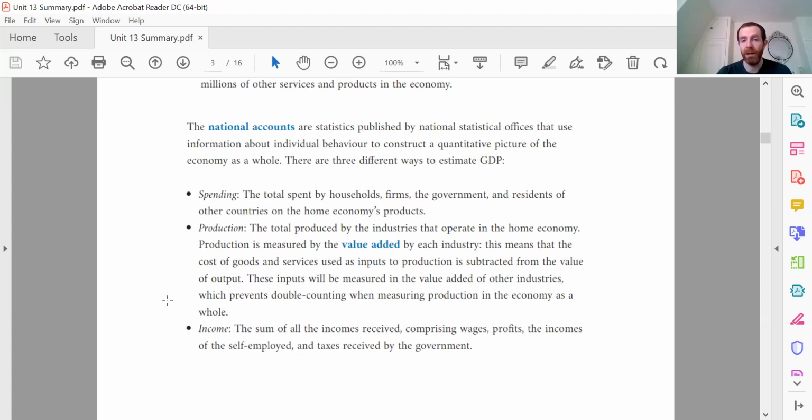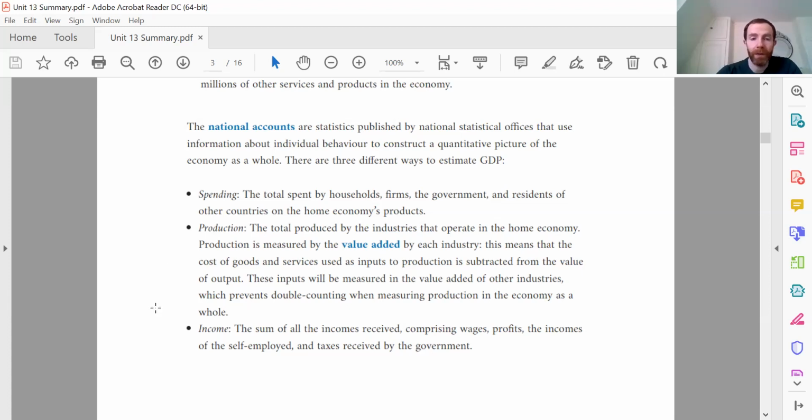And what we do then is, for a particular good, look at the value added at every stage and add it all together. And that as well should give us a measure of the value of the output. If we're looking at how much value has been added at every stage, that overall then should give us the total value at the end.